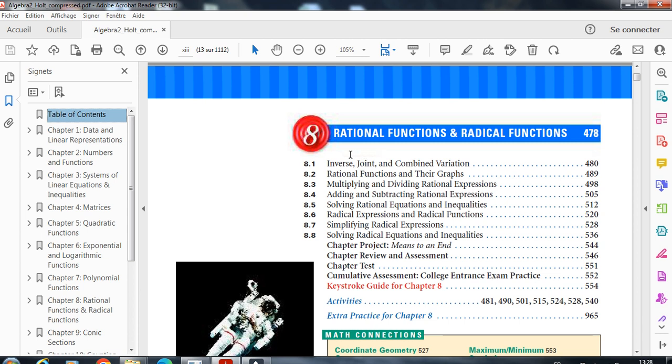Hyperbolas, les hyperboles. In Arabic we call it الهدلول.